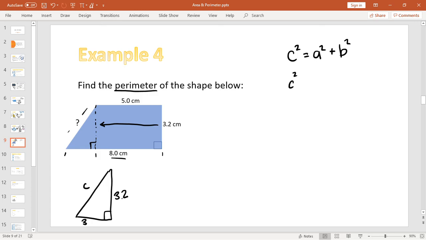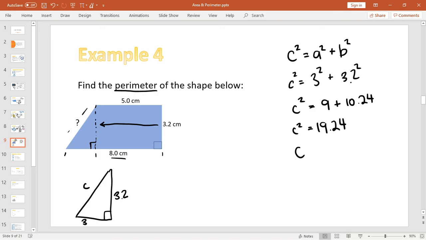So c squared equals 3 squared plus 3.2 squared. And c squared is going to equal, do the squares first, once again exponents before addition, order of operations, 19.24. And to undo a square to find the length, this is not the answer, 19.24, you're going to take the square root, calculator button, and you'll get 4.39. It should always be bigger, it shouldn't be insane. Alright, so now we have 4.39.